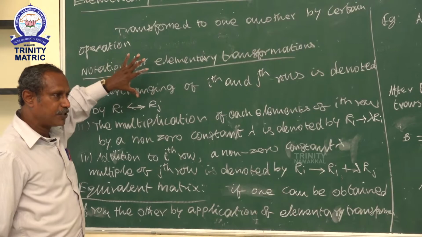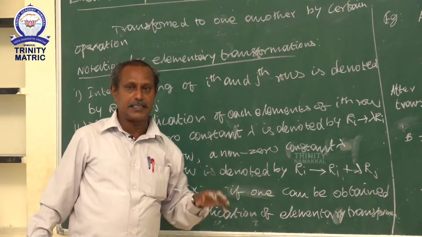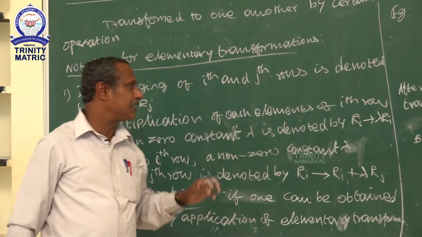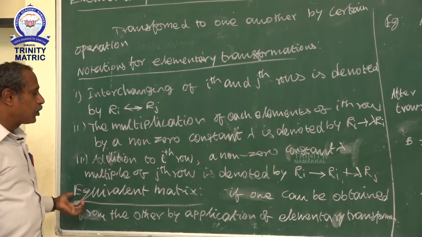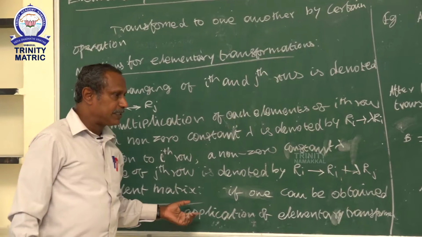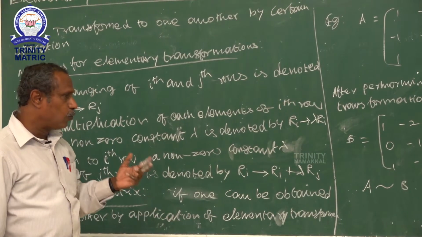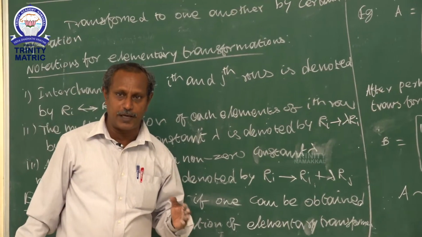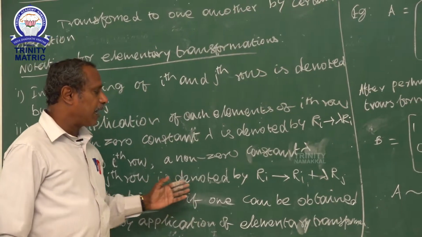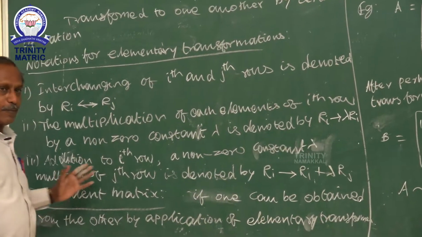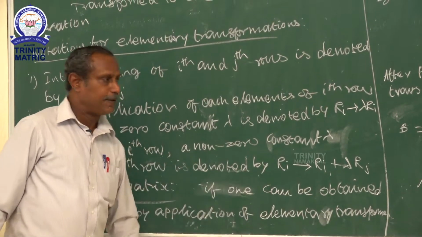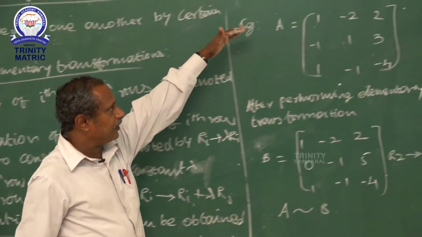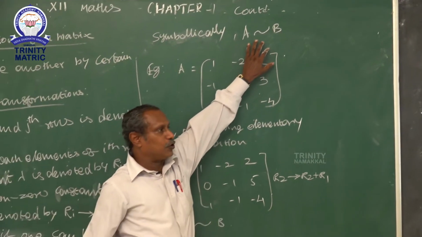Elementary transformation is used to simplify the matrix as much as possible, that is, to get the simplified form of the given matrix. Next, equivalent matrix. Two matrices A and B are said to be equivalent if one can be obtained from the other by applying elementary transformations. Symbolically it can be written A is equivalent to B.